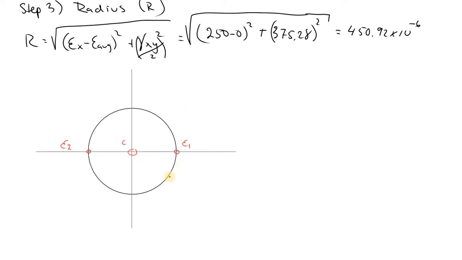Then I also have my reference point A, and recall both the values were positive, so we're going to be in this quadrant right here. So I have my A. So A at 250 and 375.28.